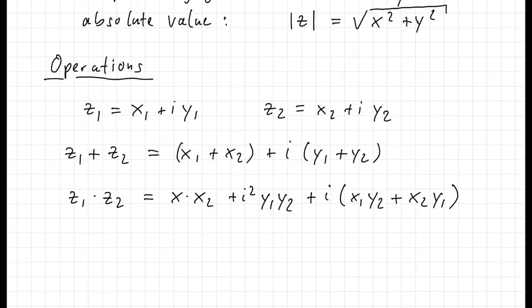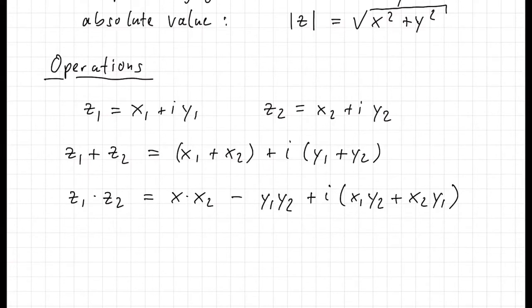Now if we think back to how we defined the imaginary unit, we know that i squared equals -1. So we can simplify this and instead have a minus sign here. So this is the formula for multiplying complex numbers together.